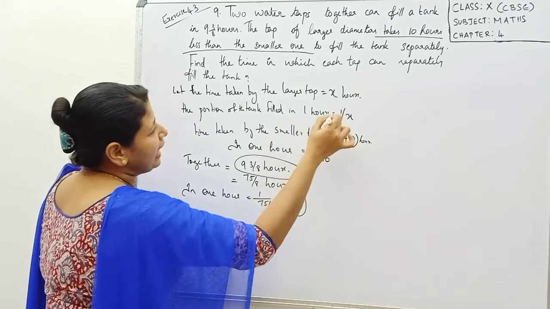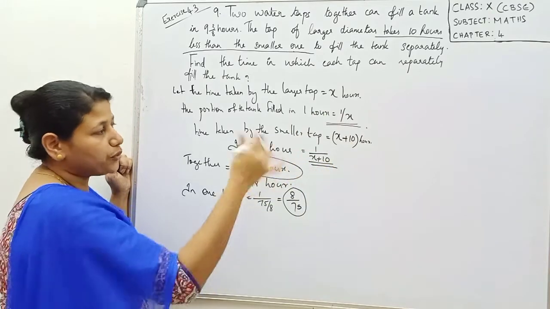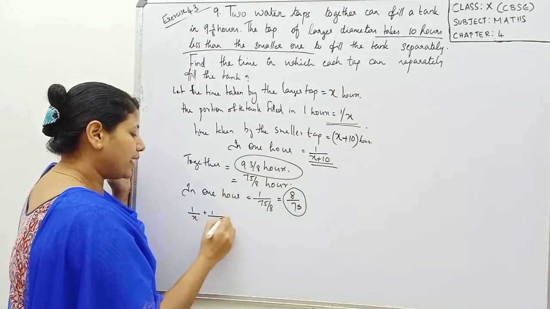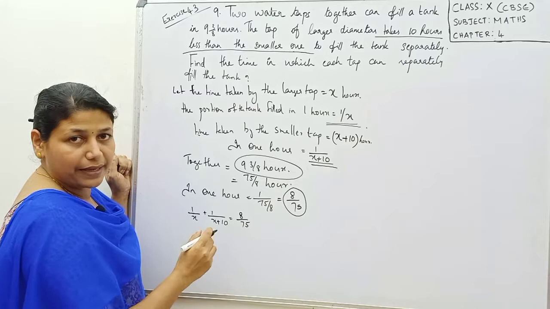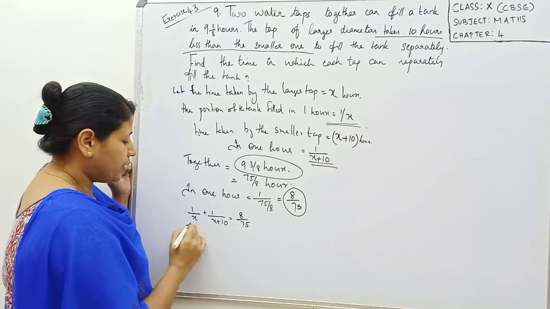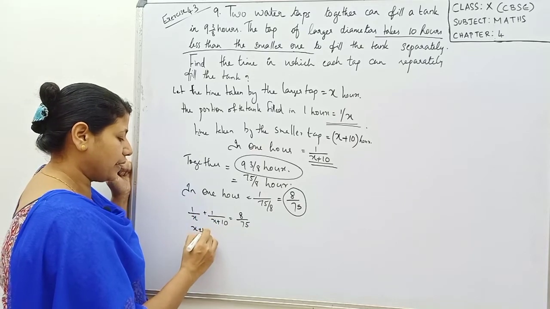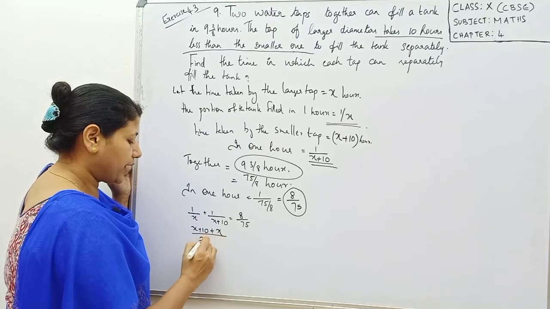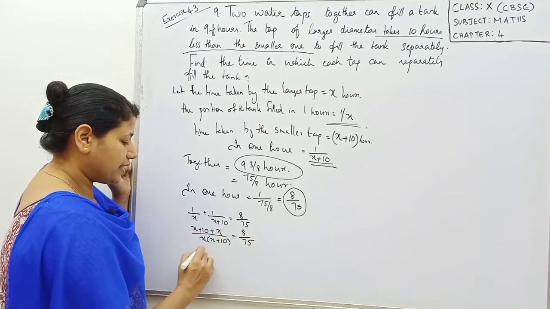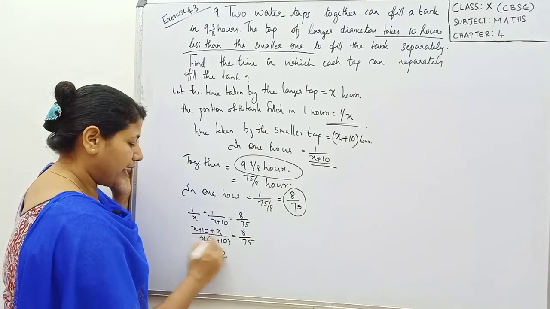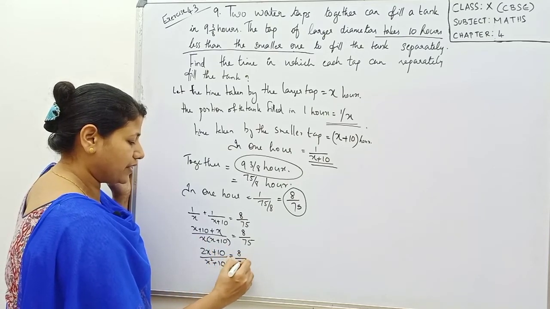So in 1 hour the large tap can fill 1 by x and the smaller tap can fill 1 by x plus 10. Then together, 1 by x plus 1 by x plus 10 will give you 8 by 75. Now we can make the quadratic equation by cross multiplying. So this is x plus 10 into 1 is x plus 10, plus x into 1 is x, by x into x plus 10, equal to 8 by 75. This is x plus x is 2x plus 10, by x into x is x square plus x into 10 is 10x, equal to 8 by 75.